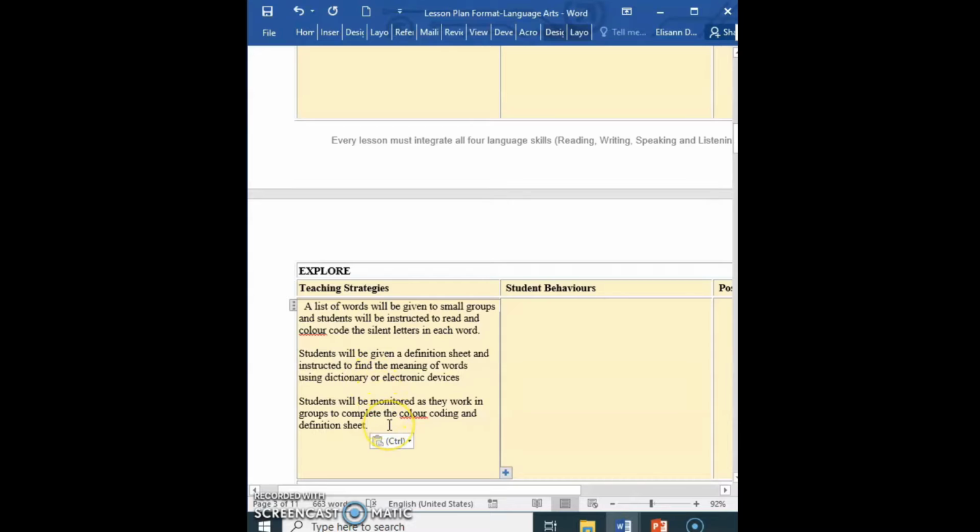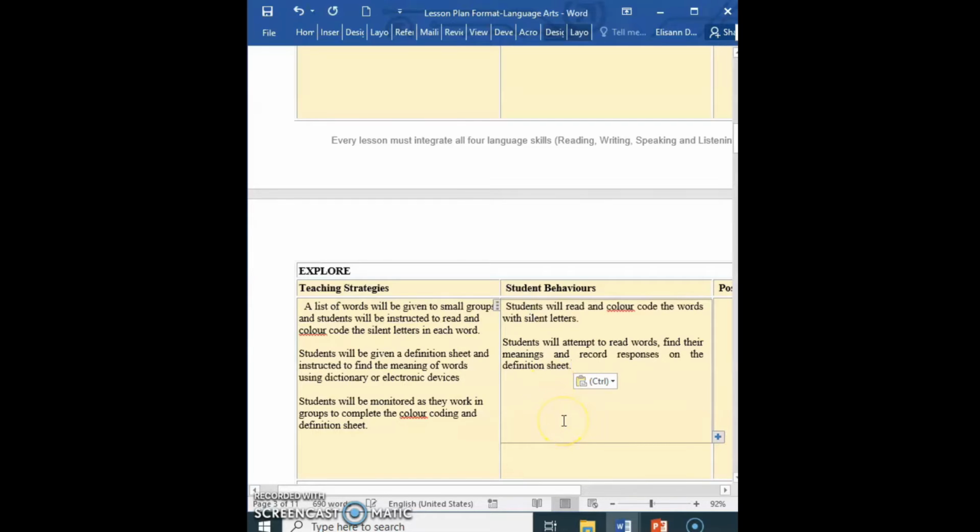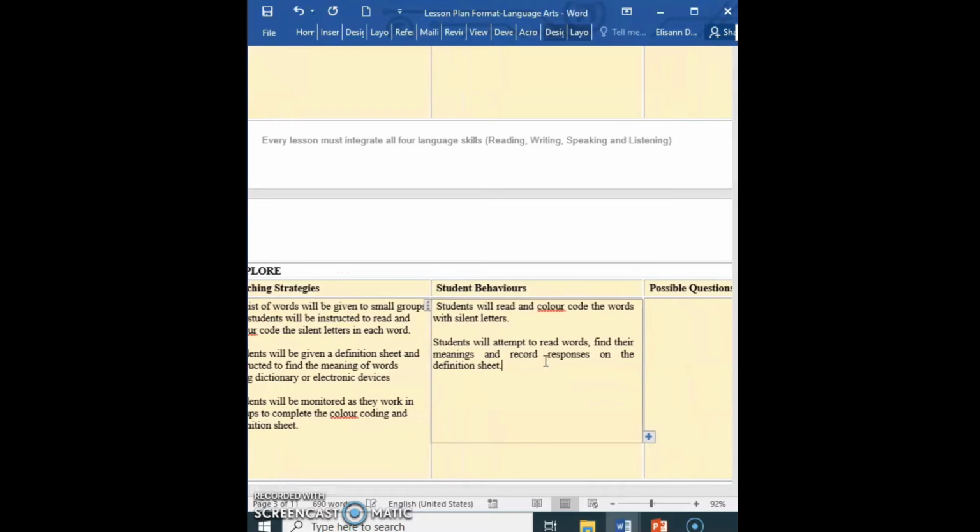And of course, what will the teacher be doing? The teacher will monitor students as they work to complete the color coding and the definition sheet. Now, of course, you have to indicate what your students will be doing. We need to know what you expect your students to do. In my lesson, I want my students to read and color code the words with silent letters. So the student behavior, of course, is linked to the teaching strategies. And then finally, I want students to attempt to read the words and find their meanings, and of course, record that response in the definition sheet.